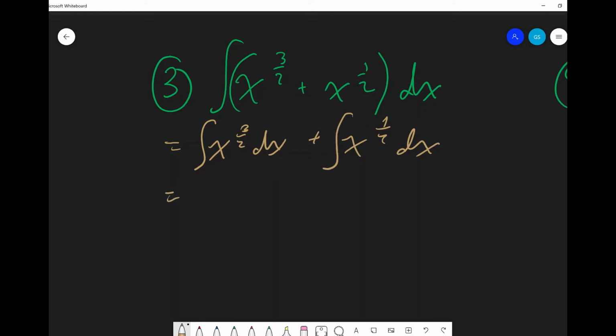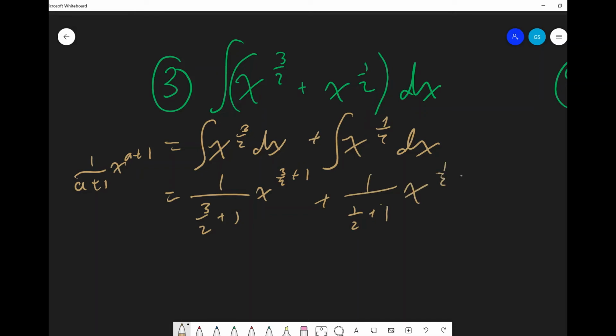And then what we can do is we're just going to apply that rule again. I'm just going to write it out the side here. So we have 3 over 2 plus 1, over 1 times x to the 3 over 2 plus 1, because 3 over 2 is a real number, plus 1/2 plus 1, times x to the 1/2 plus 1, plus c.